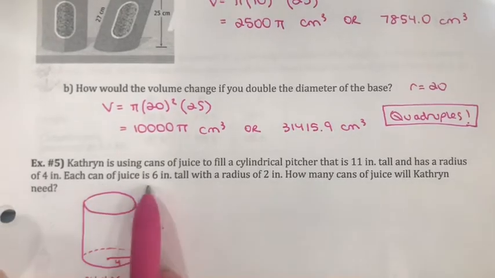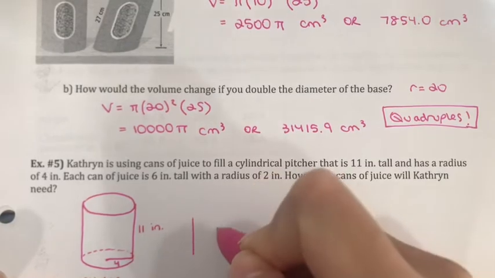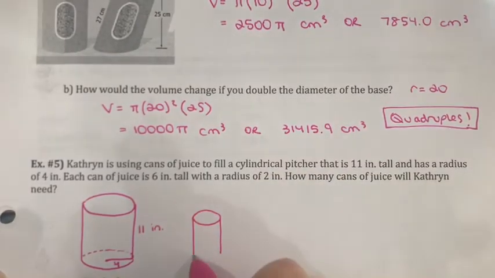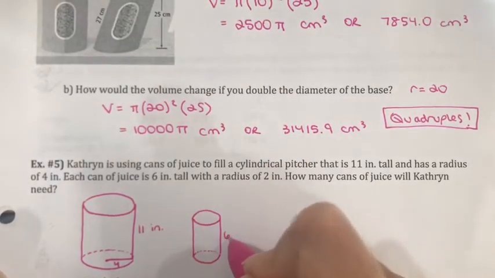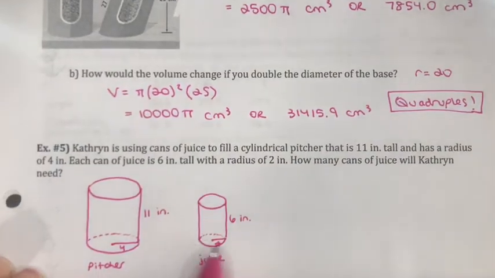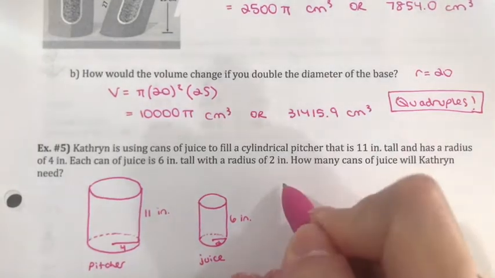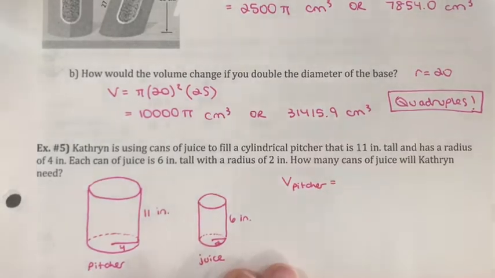Okay, now each can of juice is 6 inches tall. Just going to draw a can. So we've got 6 inches and a radius of 2. Now we need to see how many cans of juice are going to fit in this pitcher. So first we need to figure out the volume of the pitcher. How much is it going to hold?